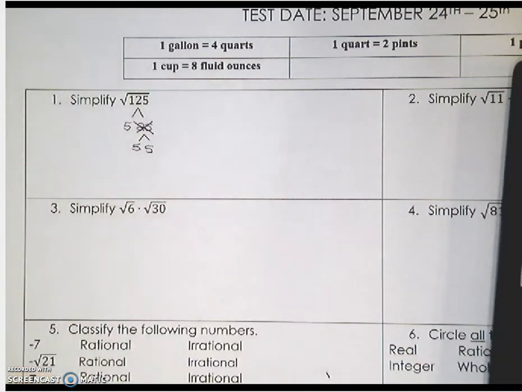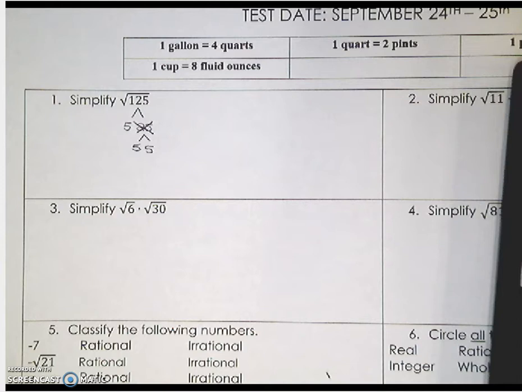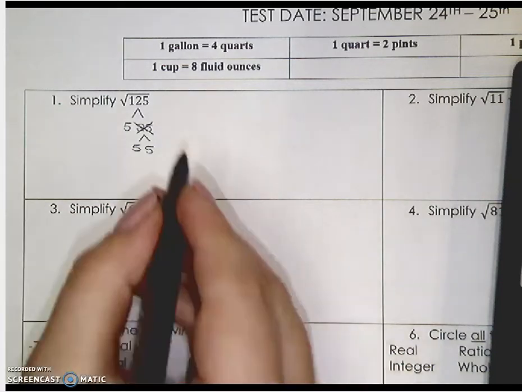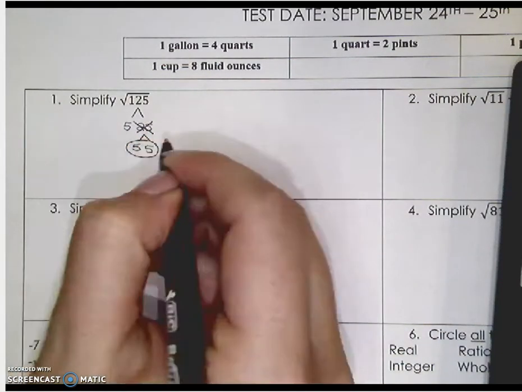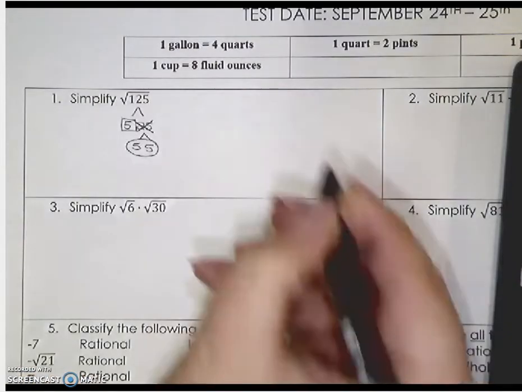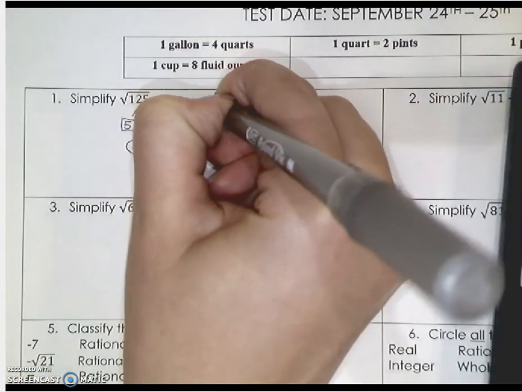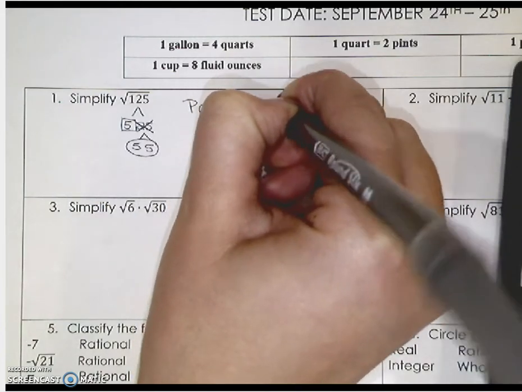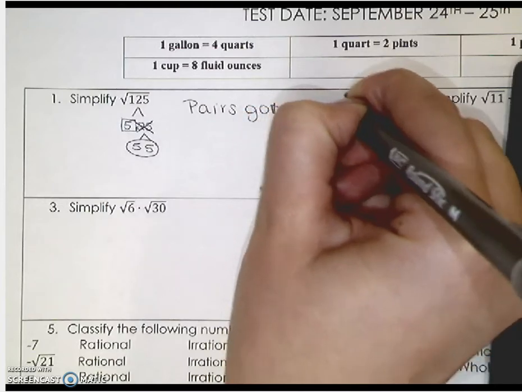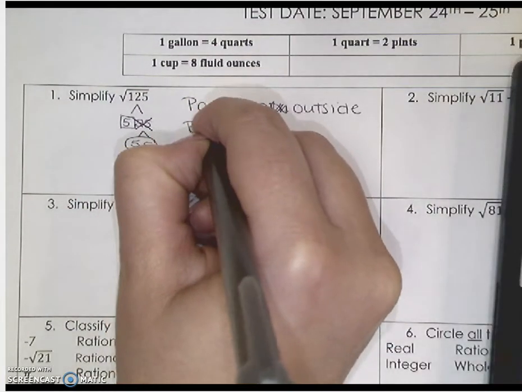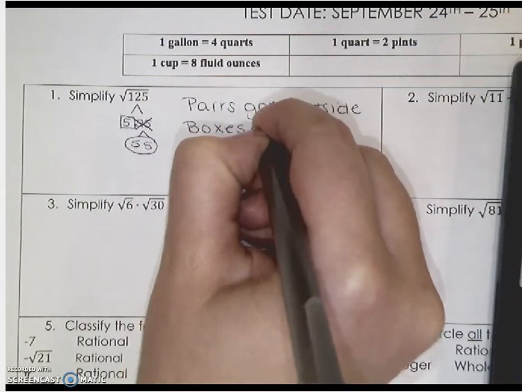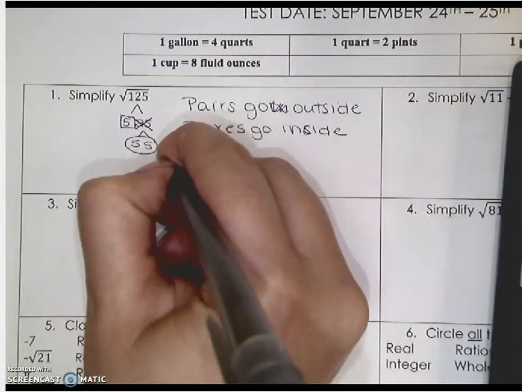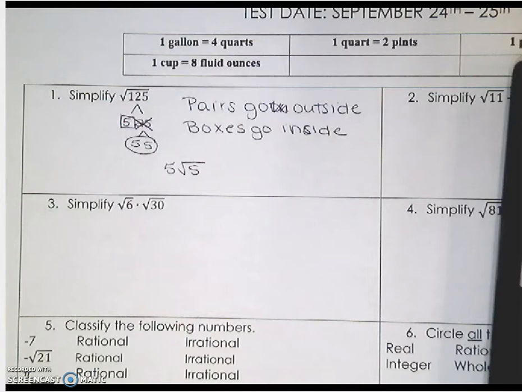Once I am at all prime numbers, I am done breaking the number down, and I need to circle any pairs and box any numbers remaining. So I have a pair of 5s with one 5 remaining. Remember that pairs go on the outside, so I'm going to just add that to our study guide. Pairs go outside. Boxes go inside. So this would become 5 square root 5.